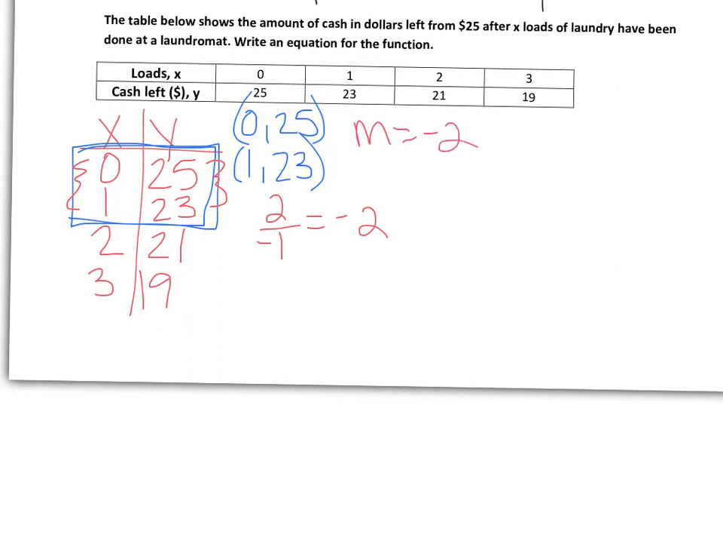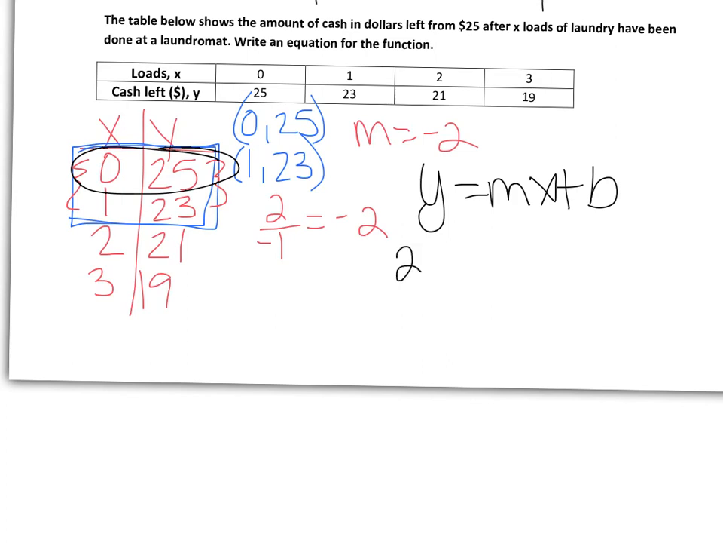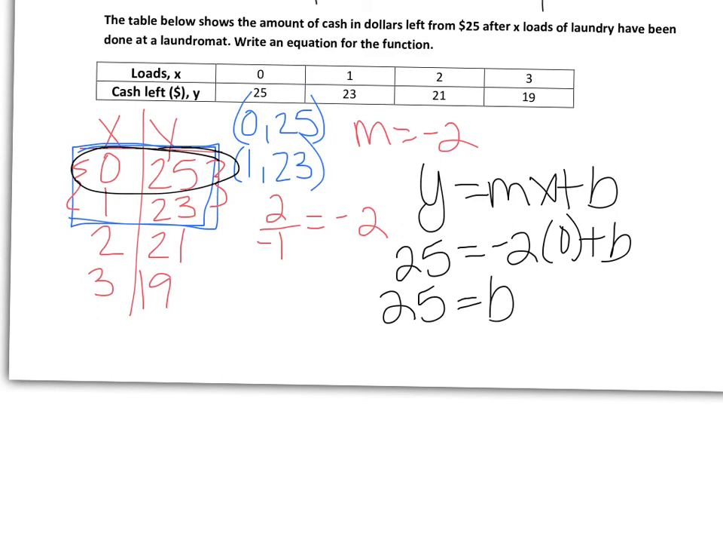Okay, now that I have my slope, I need to find my y-intercept. So just like before, we can plug in any of these numbers here to find my y-intercept. It doesn't matter which one you use. Most of the time there's an easy one. So if we use that first one, 25 equals, instead of m, plug in -2. Instead of x, we're going to plug in 0. We're going to solve for b. So I get 25 equals b. So the equation of my line should be y equals -2x plus 25.